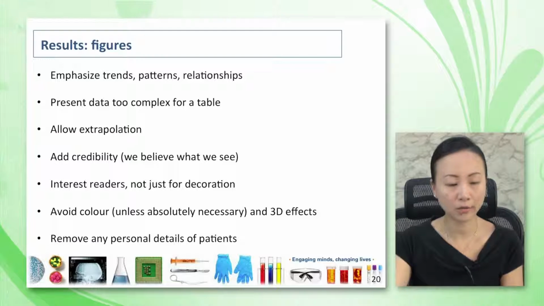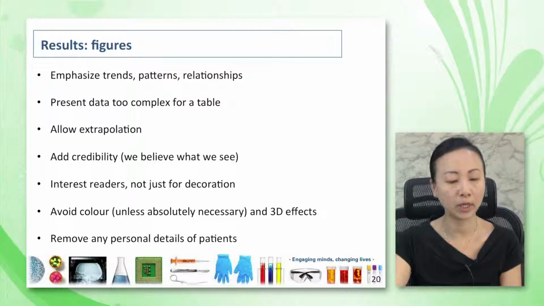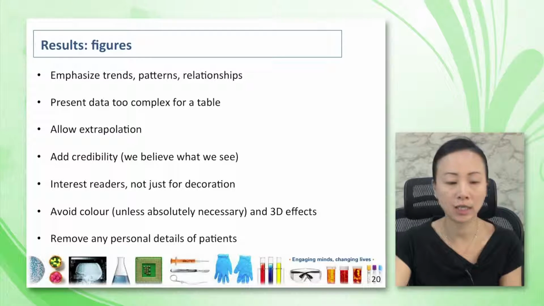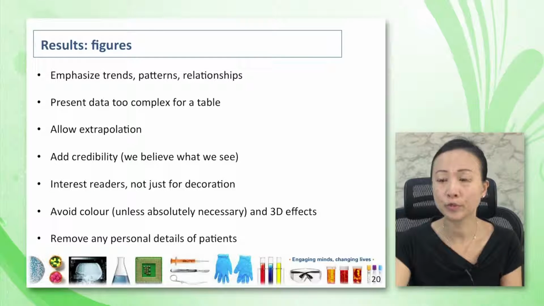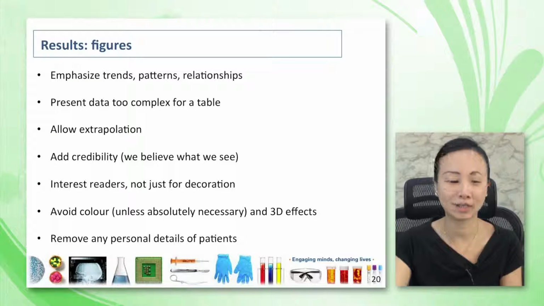Try to avoid color if possible, as journals will usually charge you to print in color. If different line styles can clarify the meaning, never use color or other effects such as 3D, as these tend to distort the data. The purpose of a figure is to make your data as easy to interpret as possible and not to frustrate readers.